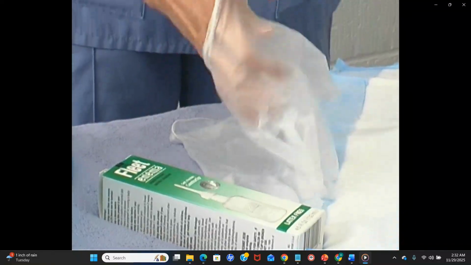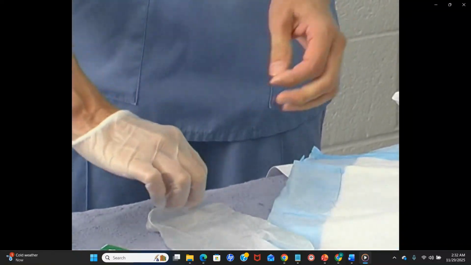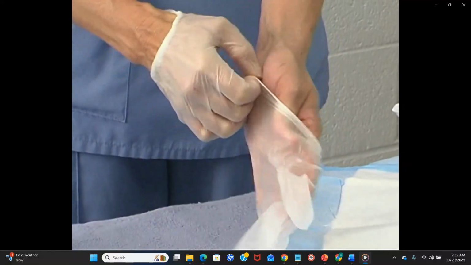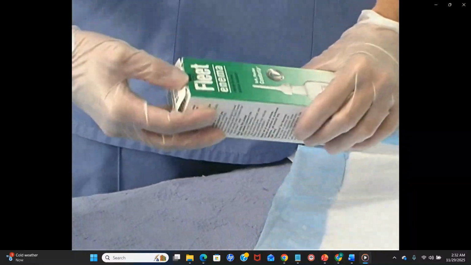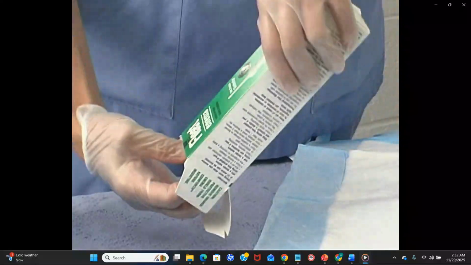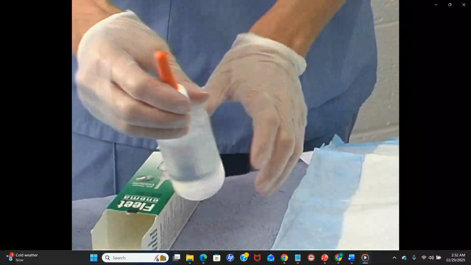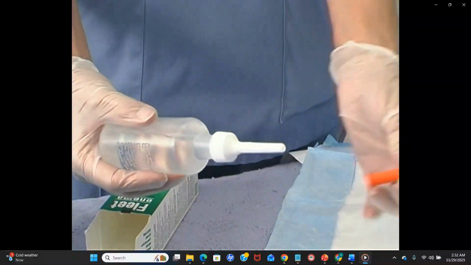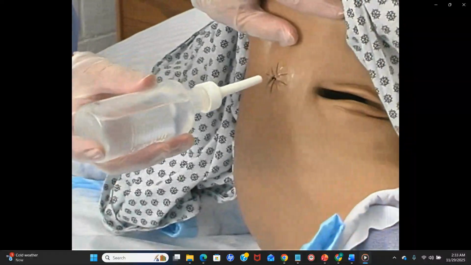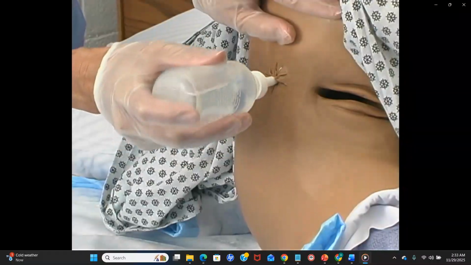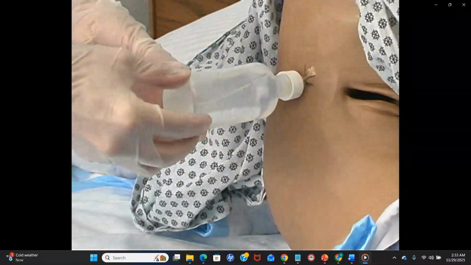Enemas are used to deliver medications or to assist the client with emptying their bowels. Enemas may be prepackaged or prepared at the bedside. After gathering the supplies needed to administer an enema, you will once again need to put on clean gloves. Remove the cap from the applicator and gently insert the pre-lubricated tip into the rectum.